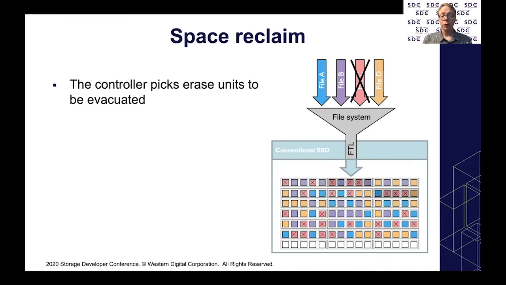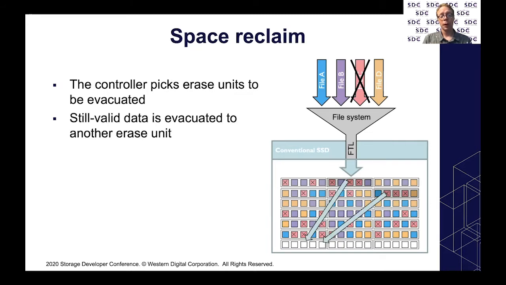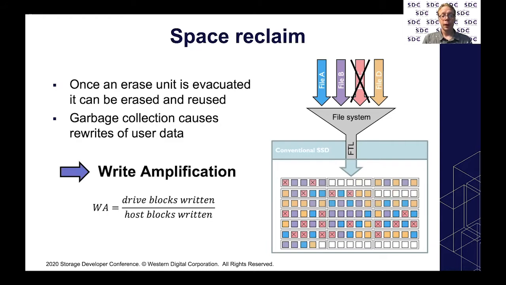So a controller would do this in a way something similar to this. The controller picks an erase unit to be evacuated, or one or many, in this case 2. And still valid data is then evacuated to another erase unit. And once an erase unit is evacuated, it can be erased and reused.